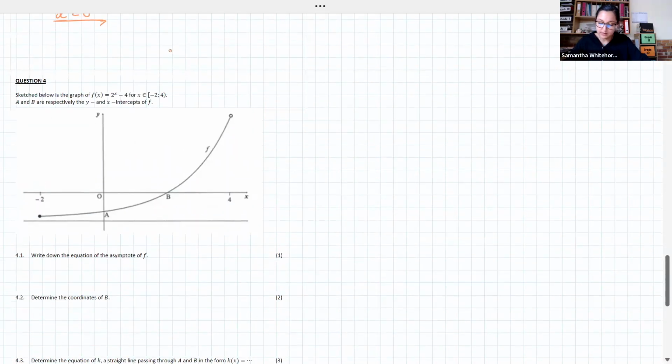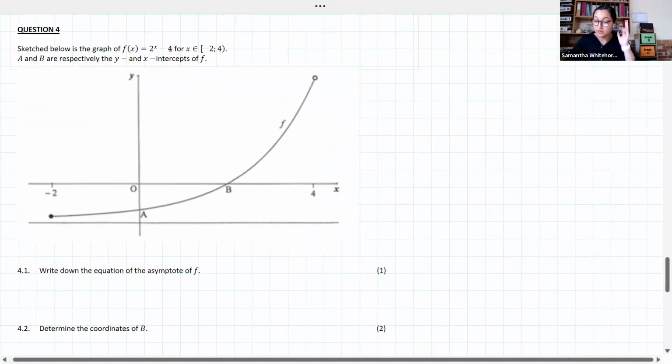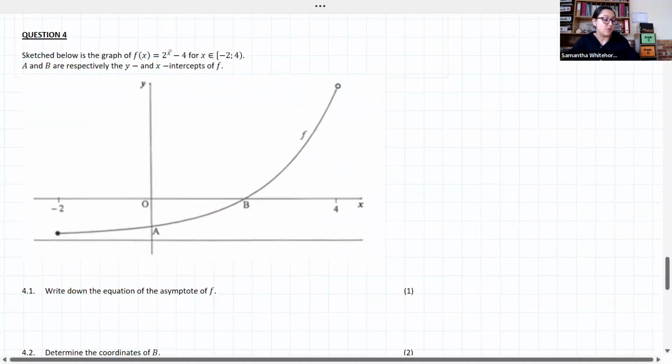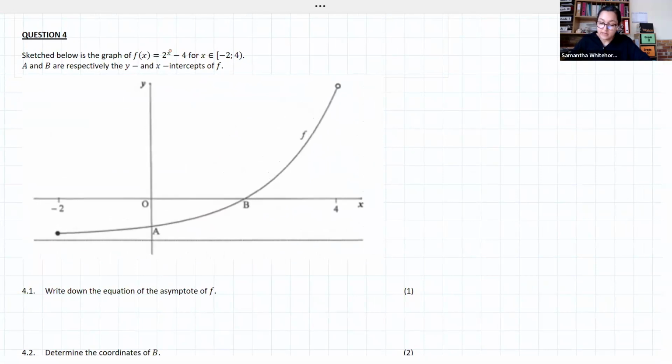All right, guys, so let's have a look at question 4. This was actually the question from last year's final. So you get a good idea of what they had to deal with in the final last year. But let's have a see. Okay, so sketched below is the graph of f(x) equals 2 to the power x minus 4, for the interval x from negative 2 to 4, where negative 2 is included and 4 is excluded. And you can see that on the graph, but we'll chat about that now.